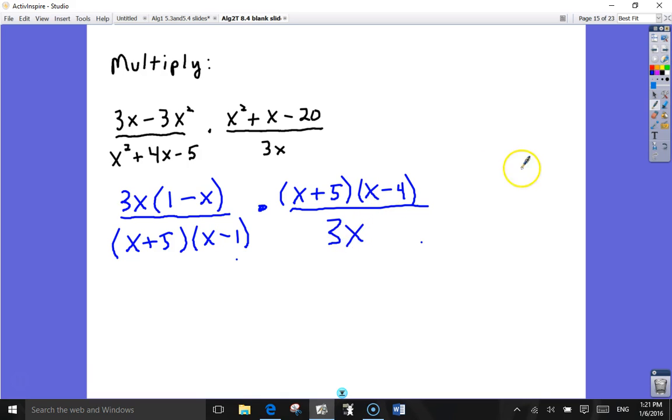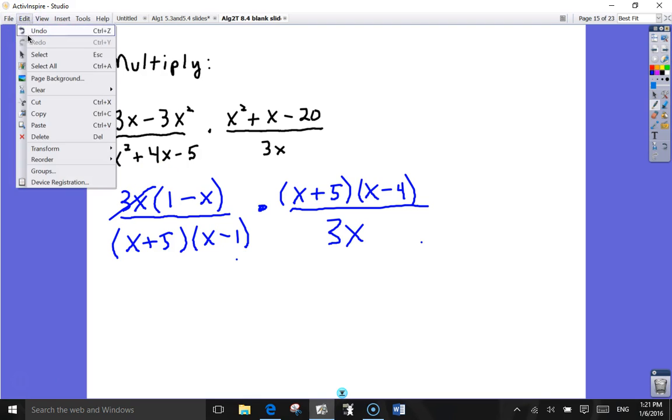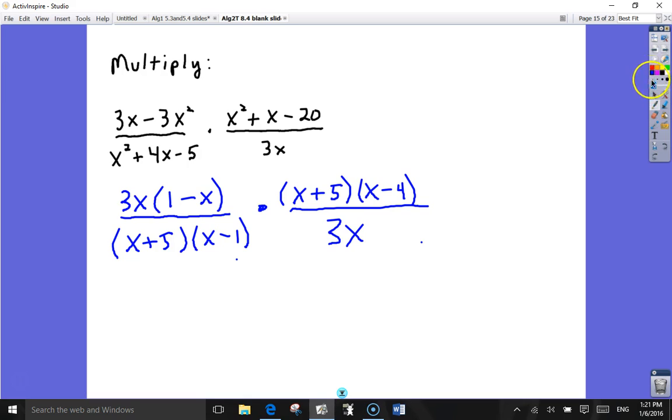Okay, now cancel common factors. And it doesn't matter if they're in the same fraction or not. So what do you see that's in common? 3x cancels here. Right, so here's 3x cancels with 3x. What else? x plus 5 cancels with x plus 5.